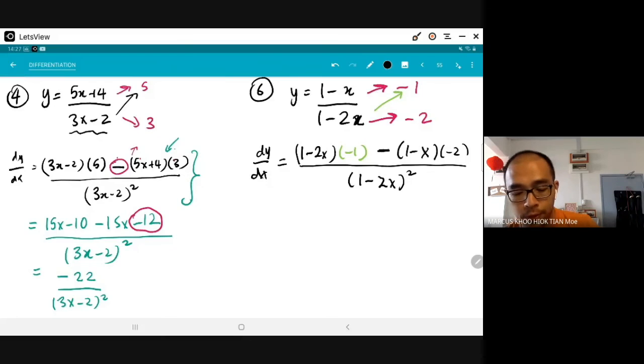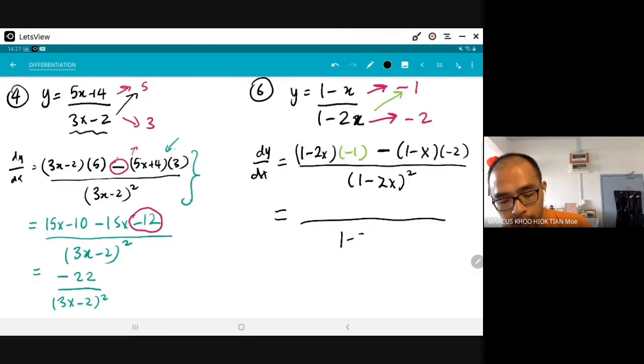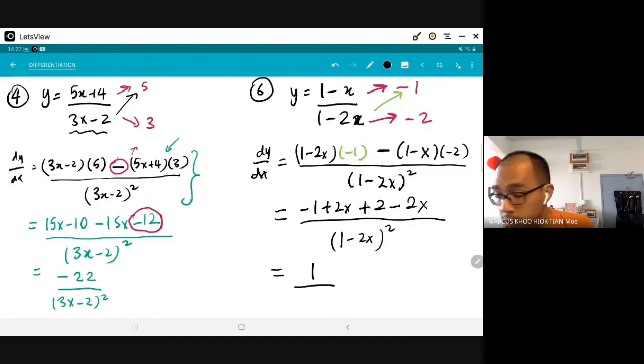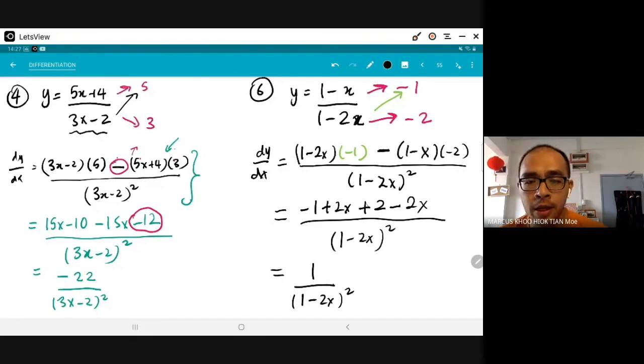Then after that you simplify. Bottom you write the same thing, 1 minus 2x to the power of 2. And then this one will be negative 1 plus 2x. This one will be plus 2 minus 2x. So you will get 1 over 1 minus 2x to the power of 2. Yeah, sorry, I'm kind of rushing because I really want to finish this.